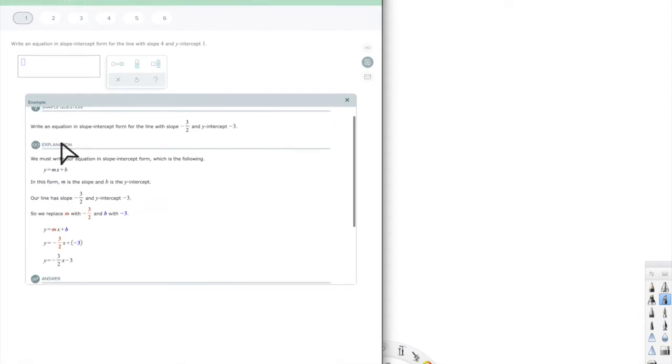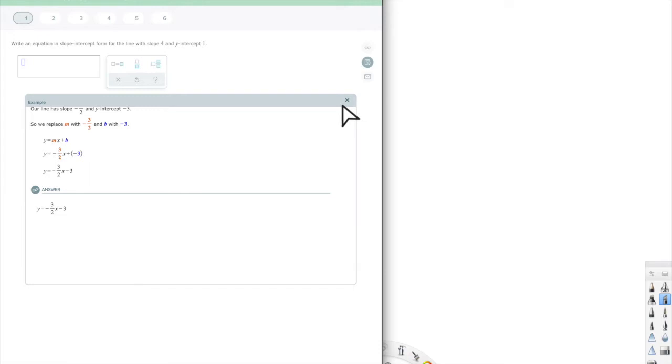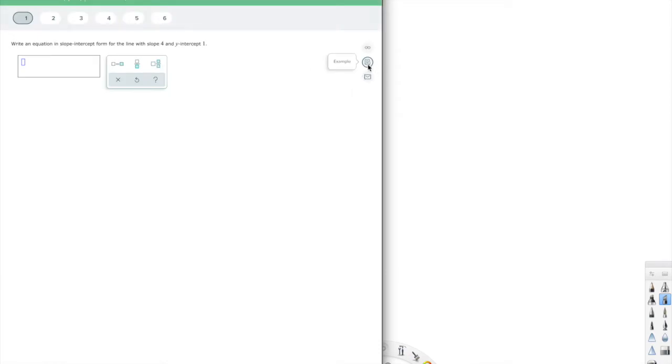So write an equation in slope-intercept form. It gives you the slope and the y-intercept. It shows you slope-intercept form again, exactly how to write it. You can close this and open another example if you'd like. You can also message your teacher directly from the screen. It attaches a picture so we know where to come help you.